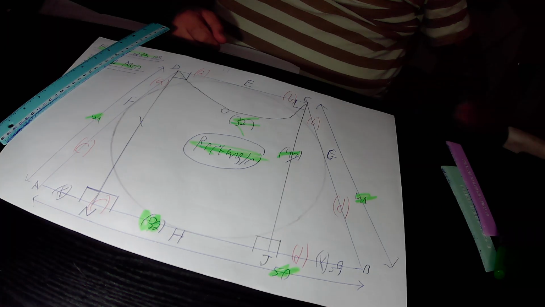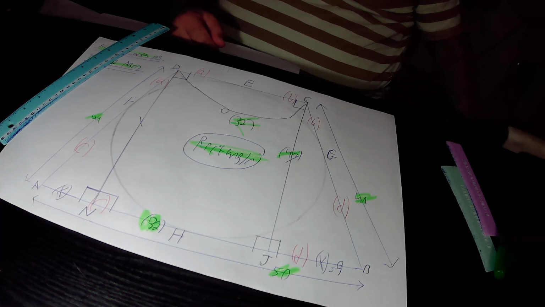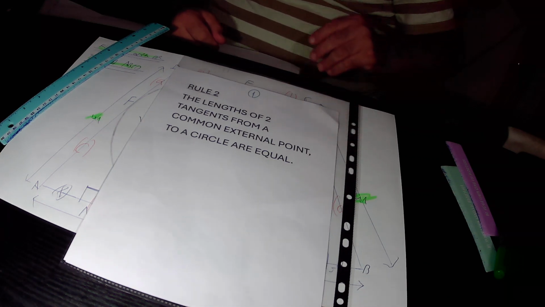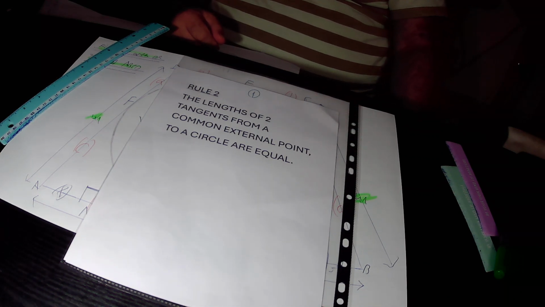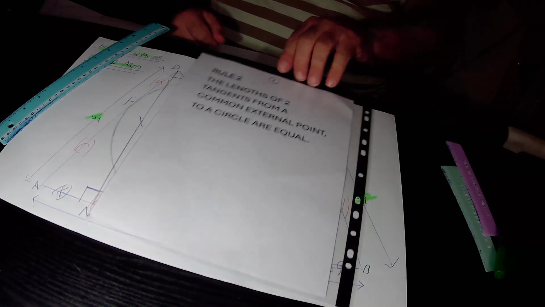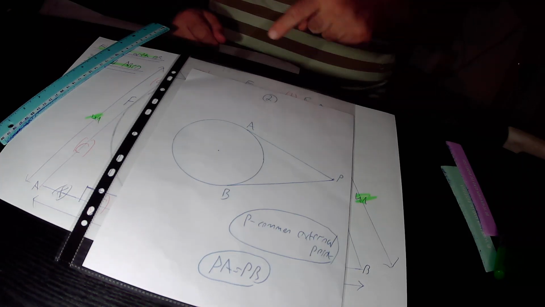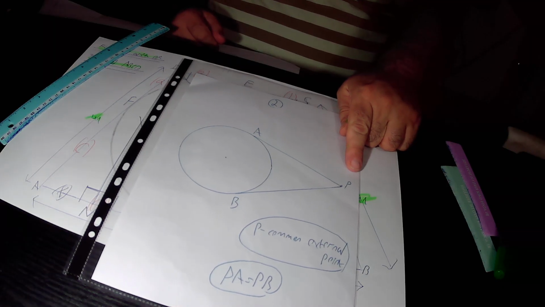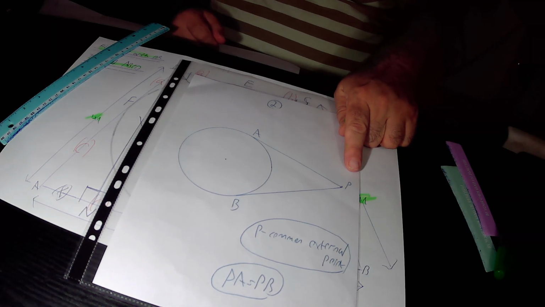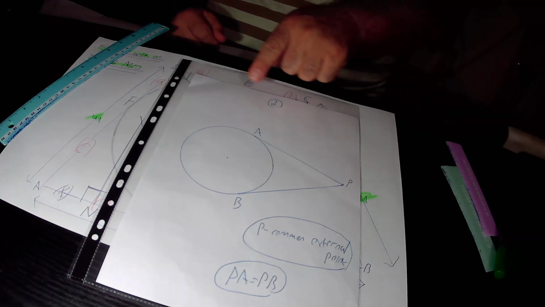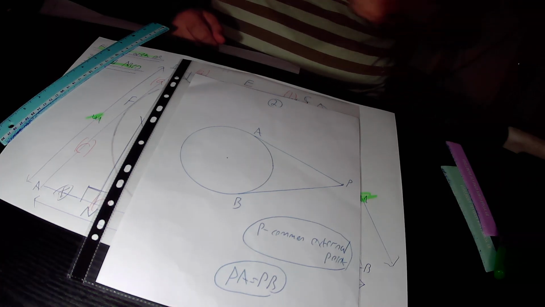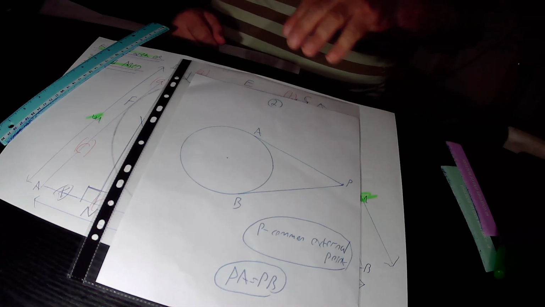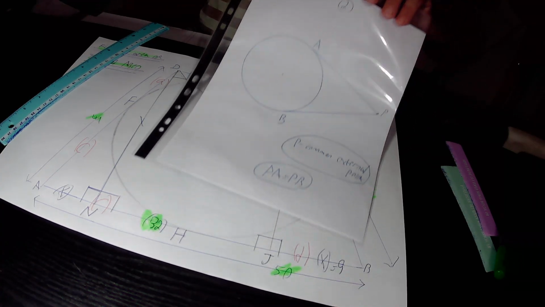In the next step, we implement rule 2 in our drawing. Repeat quickly on rule 2. According to rule 2, the lengths of two tangents from a common external point to a circle are equal. So in the drawing we have a circle. This is the common external point, point P. From this common external point, point P, we have two tangents to this circle, tangent PA and tangent PB. And according to this rule 2, they are equal to each other. That is to say, PA equals PB. So we can actually implement rule 2 in our drawing.